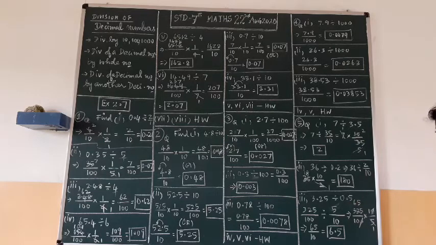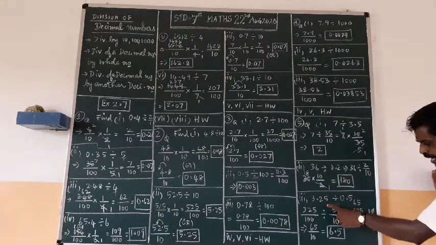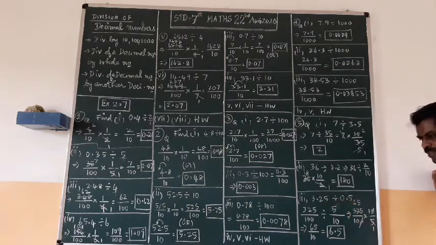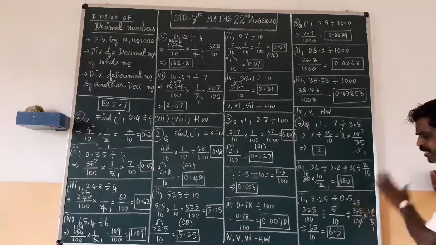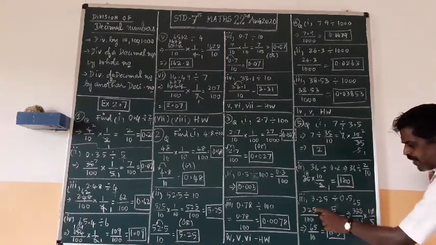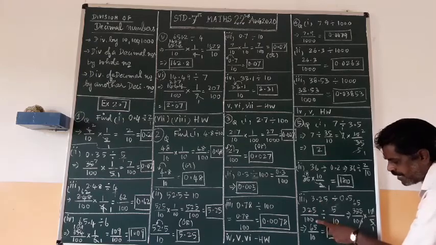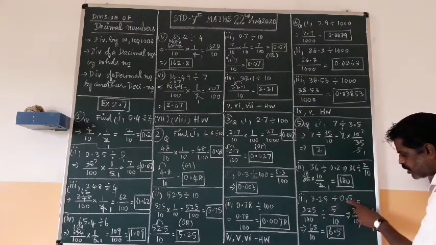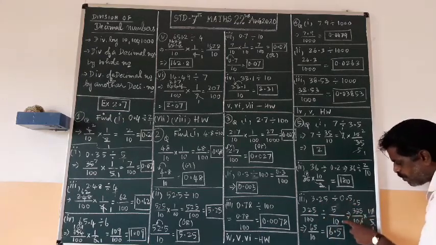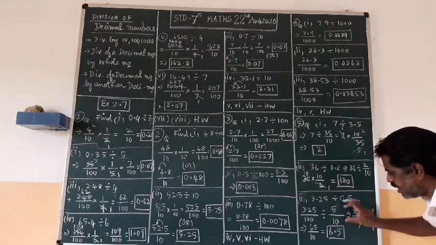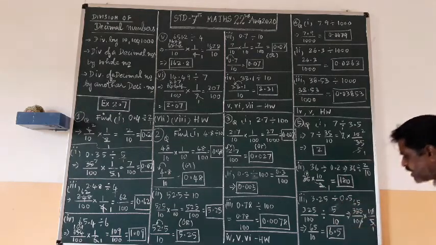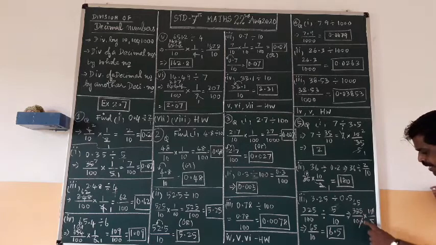Third problem you see. 3.25 divided by 0.5. Both are decimal number. First remove the decimal. 325 we got 2 digit upon 100 I have done. Division of 0.5 single digit, so 5 upon 10 I have done. So right hand side now it will become reciprocal in multiplication. So 325 upon 100 into 10 upon 5.